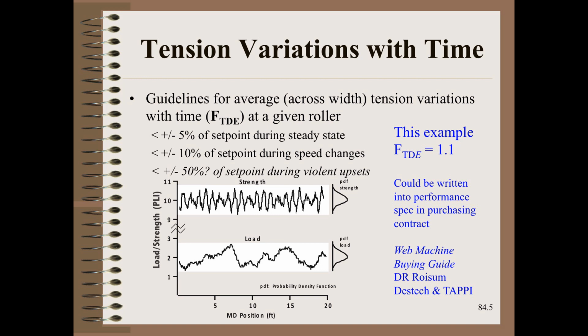An often quoted drive quality standard is to hold tensions, as measured by responsive load cells, to within 5% of set point during steady state, 10% during speed changes, and perhaps a bit more due to violent short events such as the turret index. If we use the stress multiplier concept for this example, the value would be 1.1.